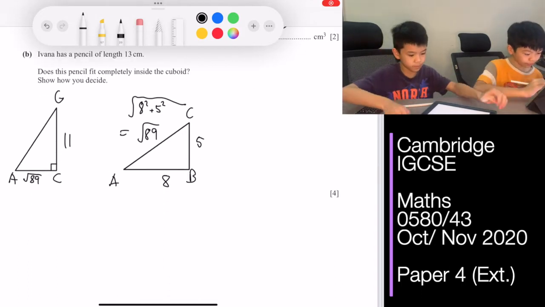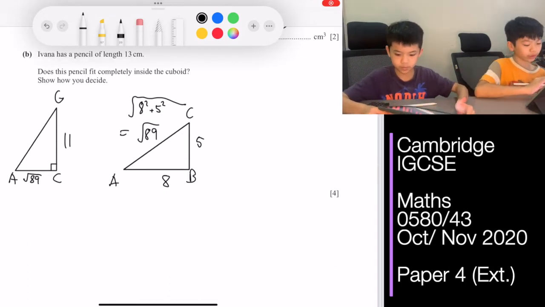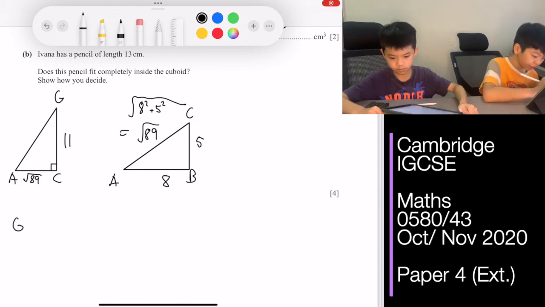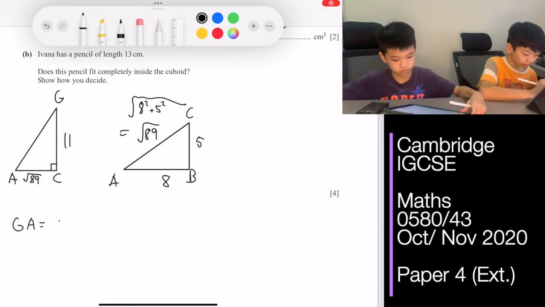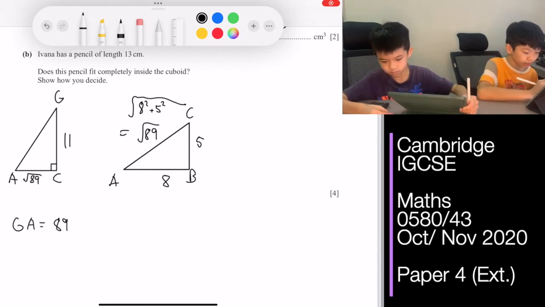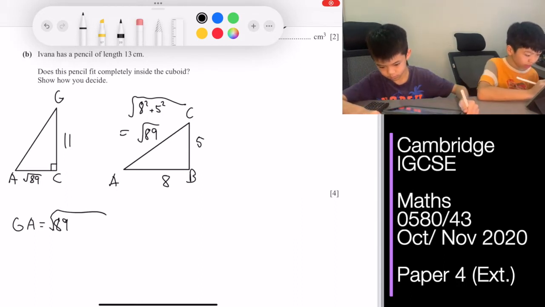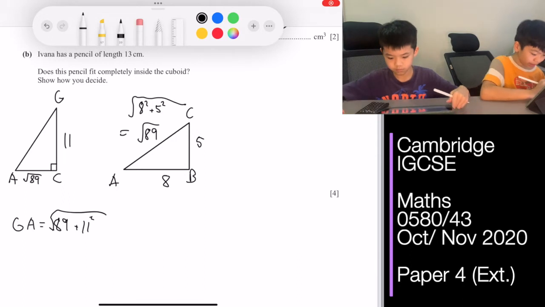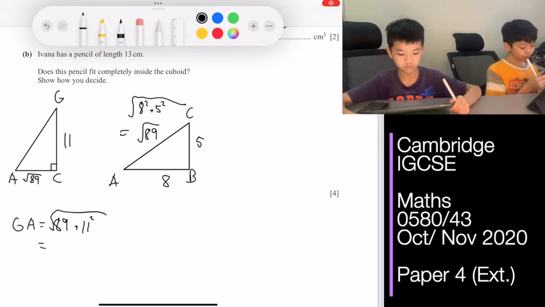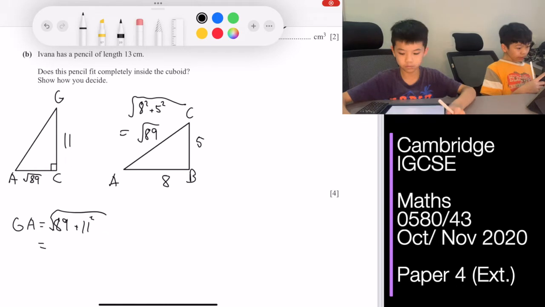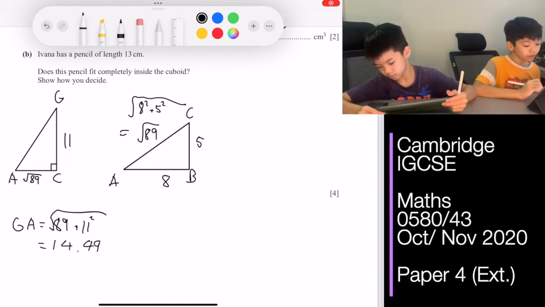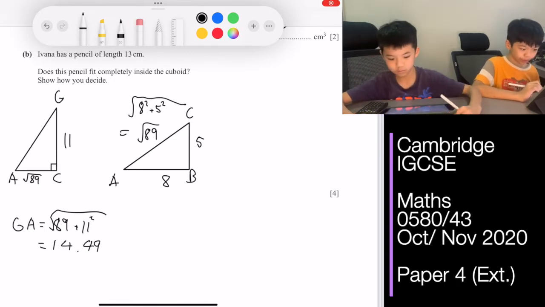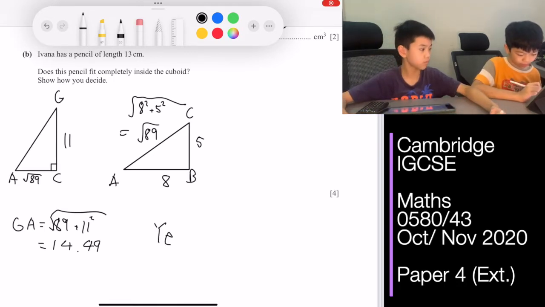Okay, so once we've gotten that, GA equals the square root of 89 plus 11 squared, which is the square root of 11 squared plus 89, which is 14.49. Which is bigger than 13, so yes, it can fit.